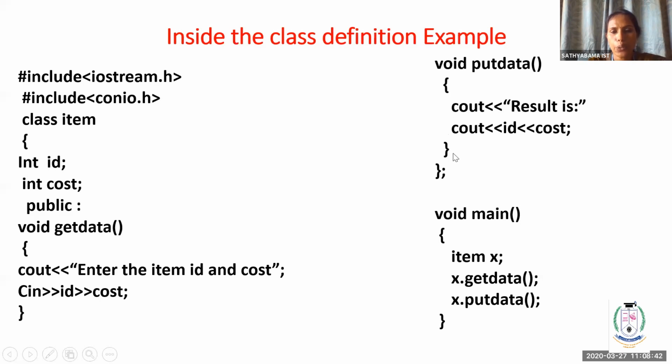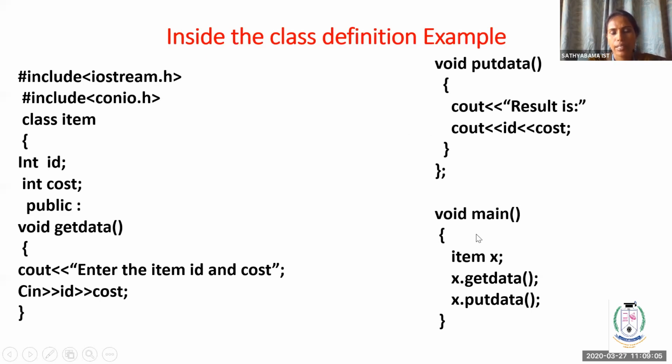Now you close your function and also close the class. The difference between the function close and the class close is that the class close must end with a semicolon, right? Now look at this: both the functions getData as well as putData are defined inside the class. This is called defining the function inside the class.